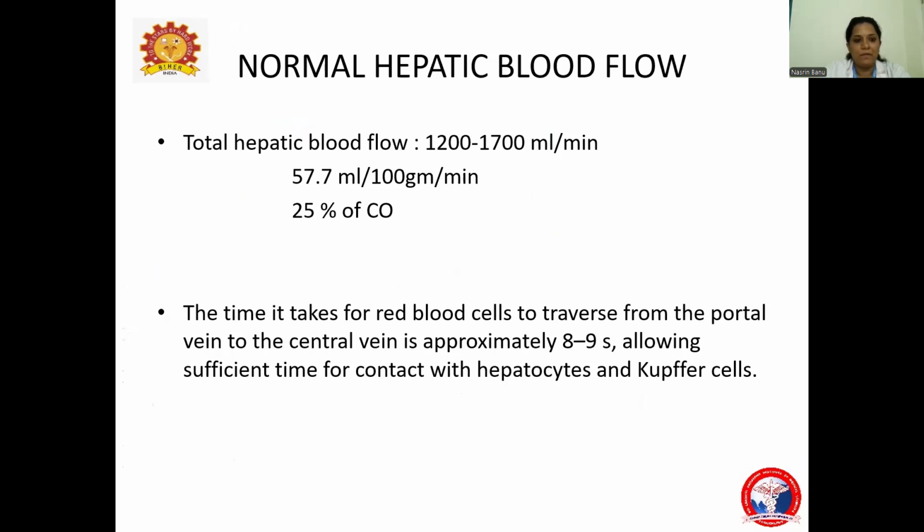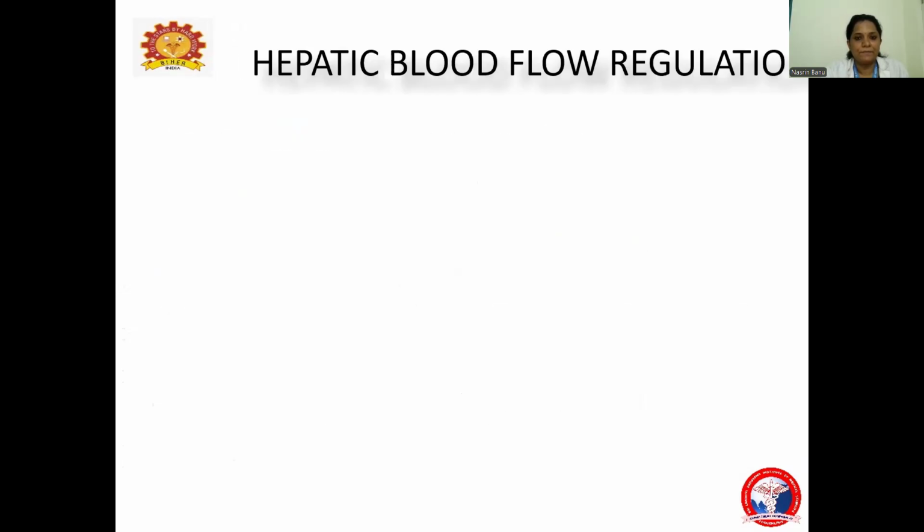The normal hepatic blood flow. Total hepatic blood flow is about 1200 to 1700 ml per minute, which is 57.7 ml per 100 gram per minute. That is about 25% of the cardiac output. The time it takes for red blood cells to traverse from the portal vein to the central vein is approximately 8 to 9 seconds, allowing sufficient time for contact with hepatocytes and Kupffer cells.